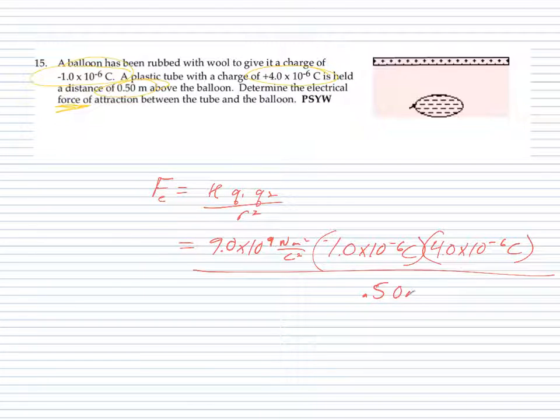But what do you do with distance? Square it. Yes, square it. Very good. All right, to the calculator we go. 9 EE 9 multiply 1 EE negative 6 multiply 4 EE negative 6 enter divided by 0.5. Be sure to square it. I'm getting 0.144 newtons. Okay? That's important for the next piece.